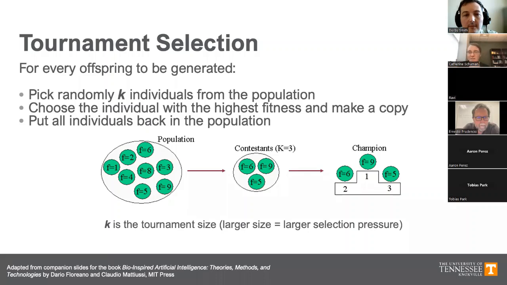And that tournament size, the number of contestants you're selecting, that's a hyperparameter for tournament selection. And the larger that tournament size is, the higher the selection pressure is. So you're more likely to be selecting better performing individuals the larger your tournament is.